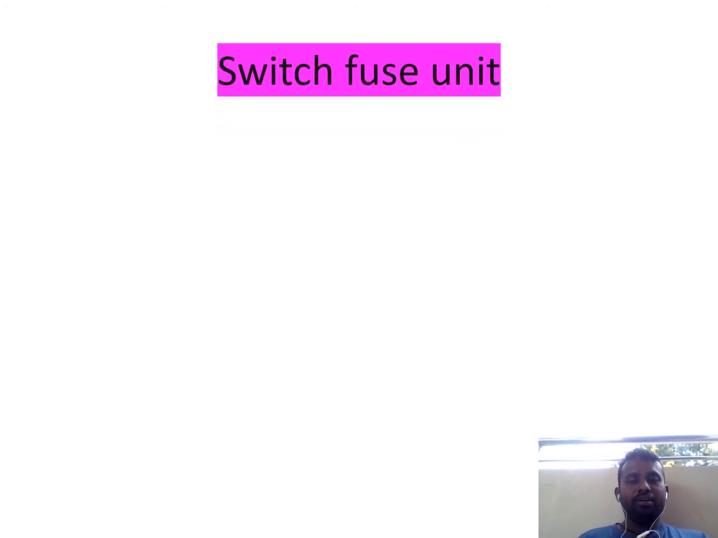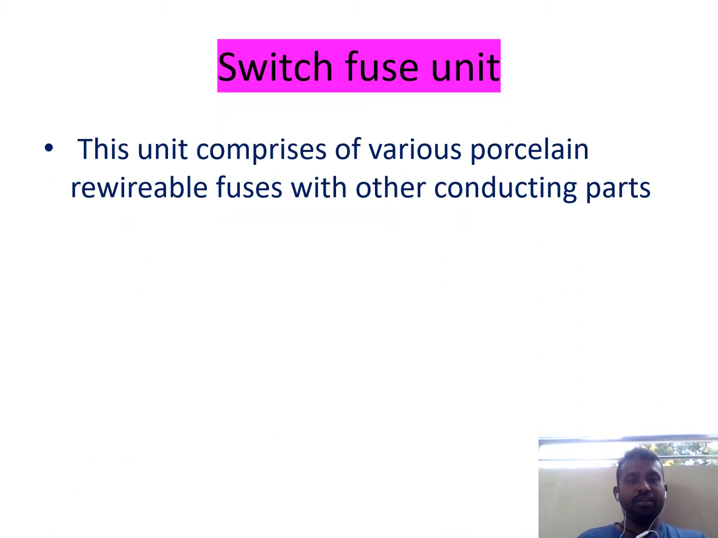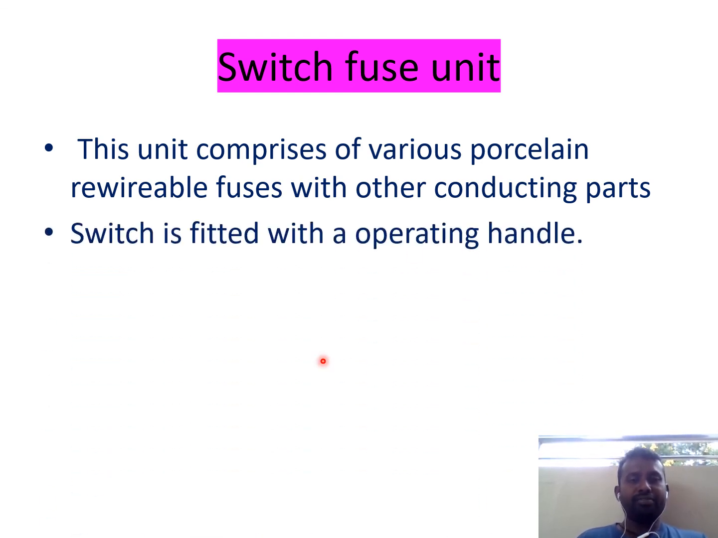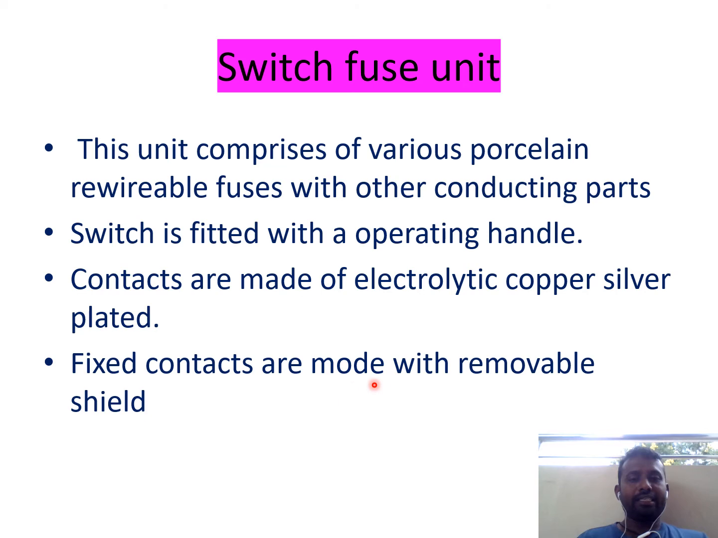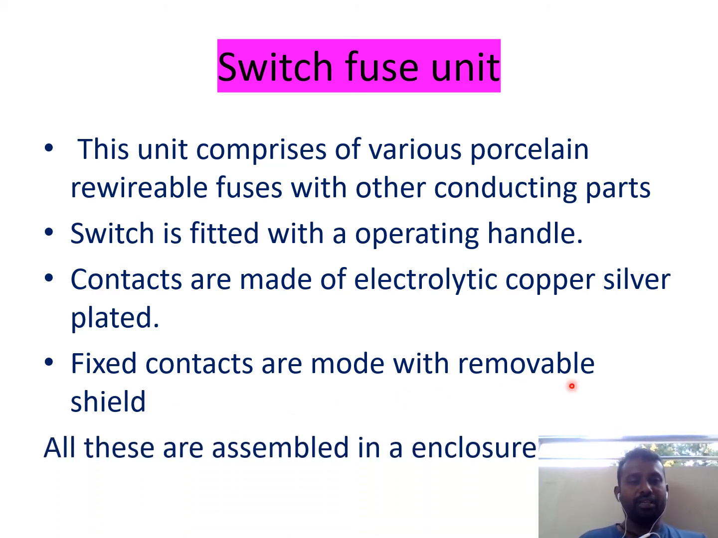What are the types? What is a switch fuse unit? This unit comprises various porcelain rewirable fuses with other conducting parts. The switch is fitted with an operating handle. Generally you will come across these operating handle switch fuse units at your homes and in very small shops. Contacts are made of electrolytic copper, silver plated. Fixed contacts are made with removable shields. All these are assembled in an enclosure.